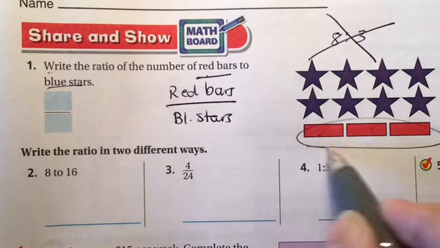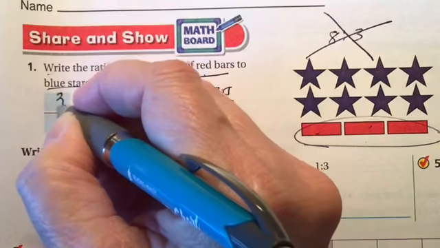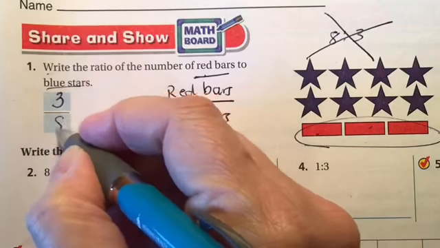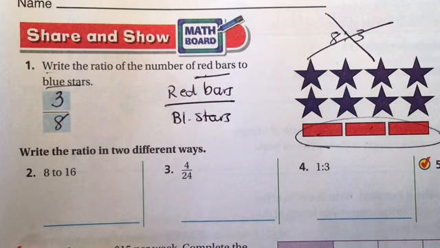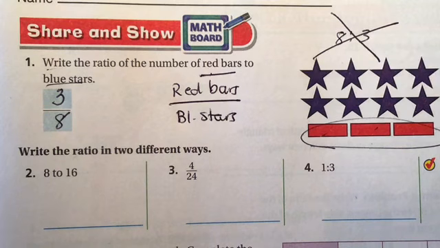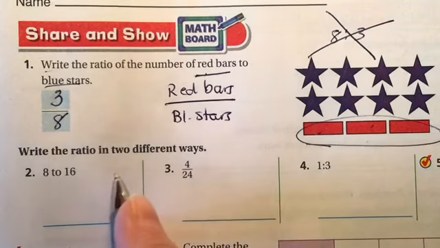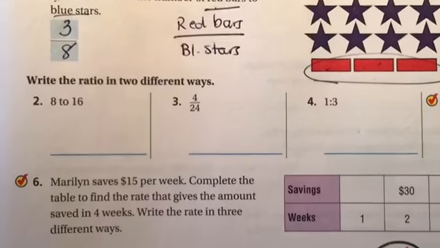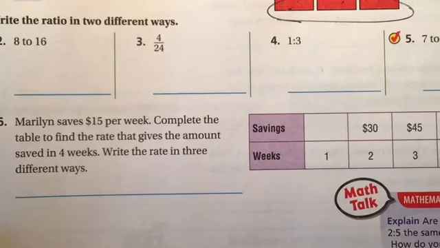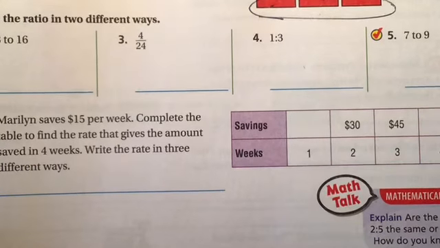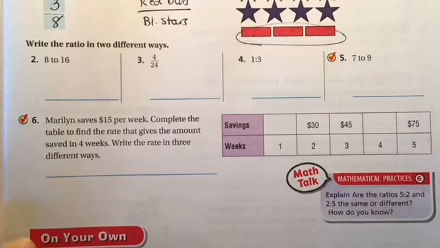So I need to do this part first. The 3 goes on top, and my 8 stars goes on the bottom. So be really careful to pay attention to order. And I think this is pretty simple. You can handle writing it 2 different ways. Let's just look at one little example here yet with a table.